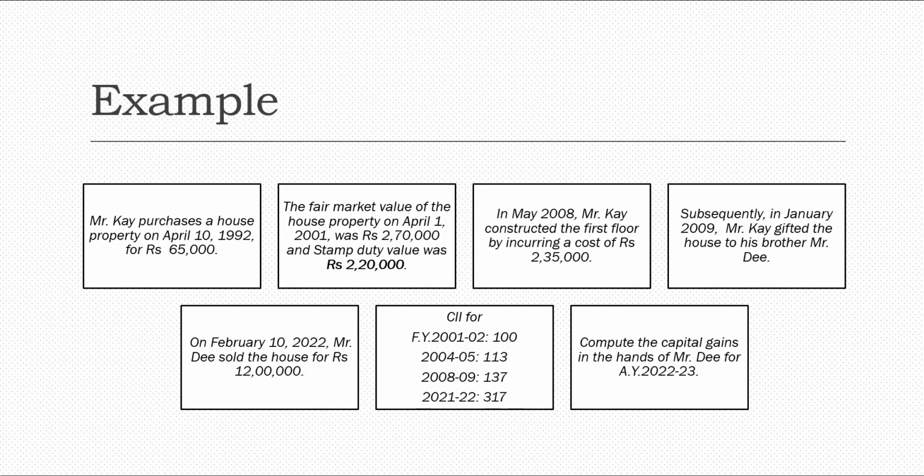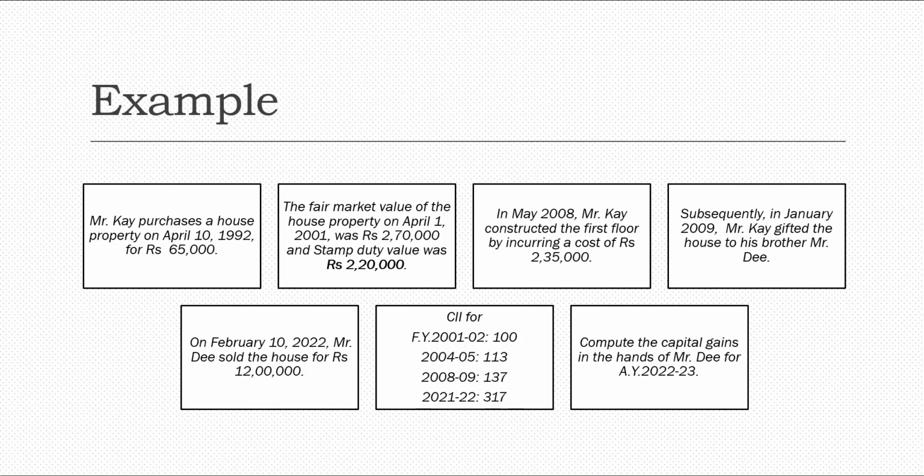So what is this year? When the property was gifted to Mr. K, Mr. D, from that year the indexation benefit. If you take the Bombay High Court judgment, we can take it from the year in which the property was actually acquired. 2001 से लेना चाहिए. But since he got the property in 2009, so indexation will start from here, whereas the value of the property will be considered as of 1st of April, which is 2,20,000.